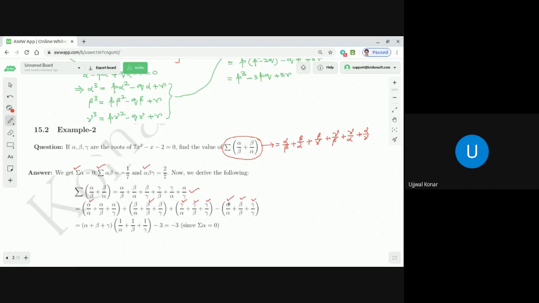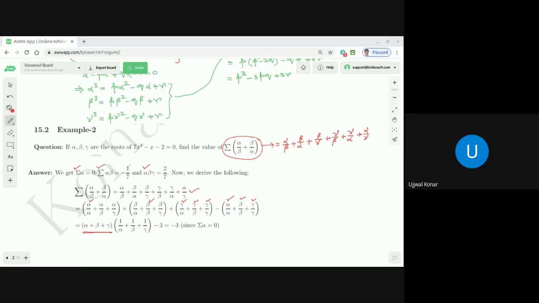After that, if you look into these first three terms, we can take alpha plus beta plus gamma common. Correct or not? Then what we get is 1 by alpha plus 1 by beta plus 1 by gamma, and -3, because alpha by alpha is 1, beta by beta is 1, gamma by gamma is 1, so it is 3. Now, what is alpha plus beta plus gamma? This value is 0, no? So finally we get the value as -3. Clear or not clear? So this is the second example we have done.